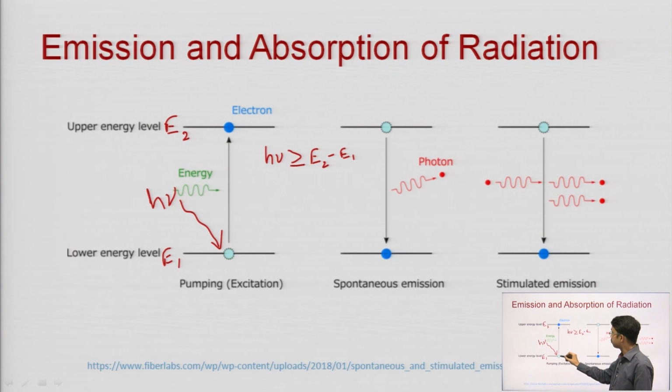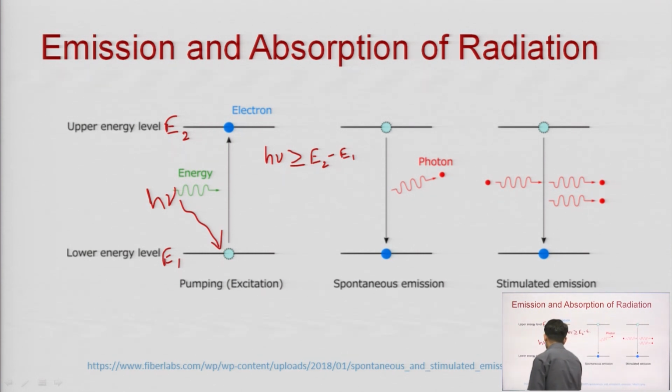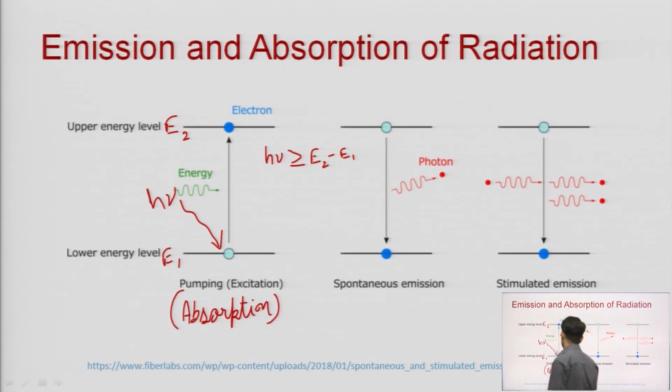This energy is absorbed by this electron, and this electron will jump to the E2 state, the excited state, and it is called an excited electron, and this process is called absorption. This process, what is it called? Absorption, because radiations are absorbed by the electron.